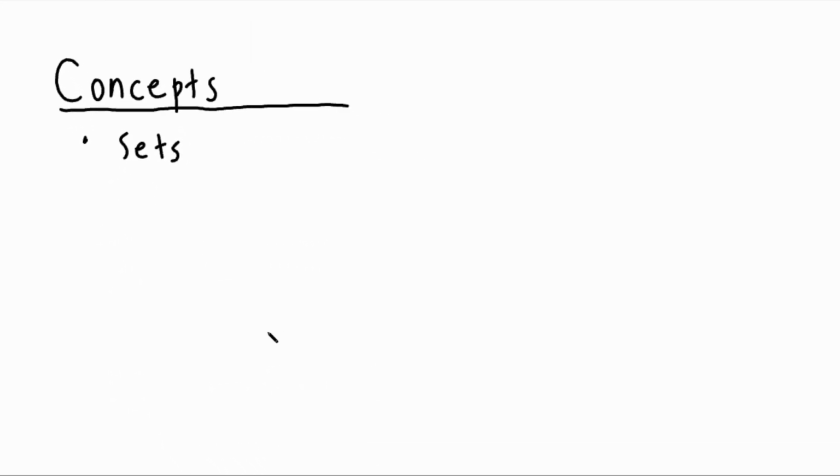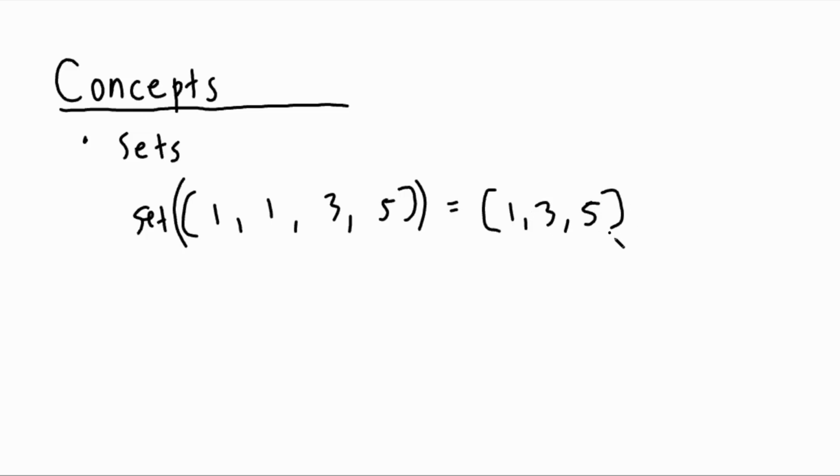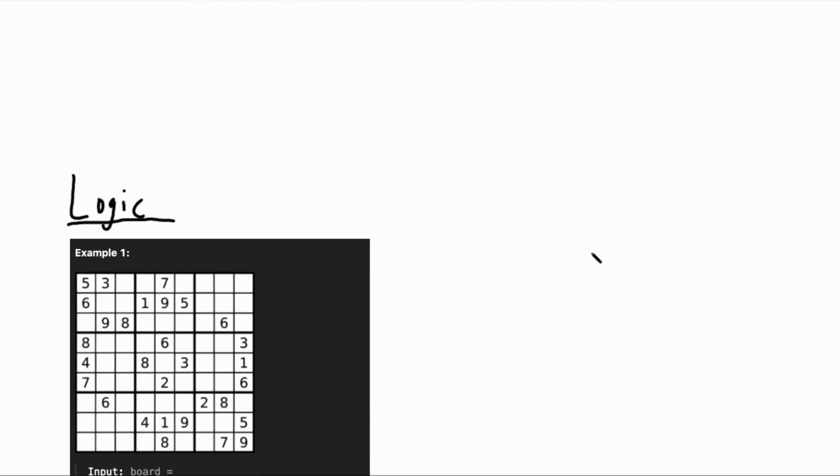Sudoku. So to solve this problem, we really need to know one concept, and that's sets. A set is a data structure that stores only one of each element. So let's say I have a list containing 1, 1, 3, and 5, and we take the set of this list. Well, sets only contain one of each element, so we have duplicate ones, and in the final set, it's going to contain 1, 3, and 5. The duplicate gets removed, and we use this to our advantage when we solve this problem.